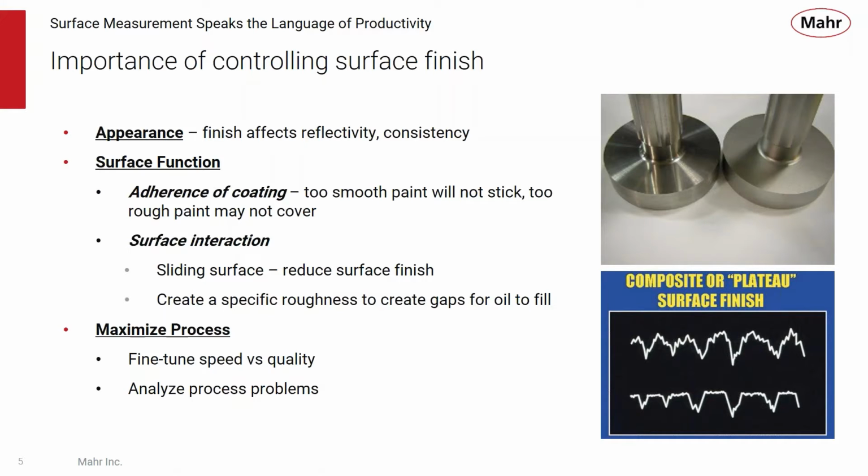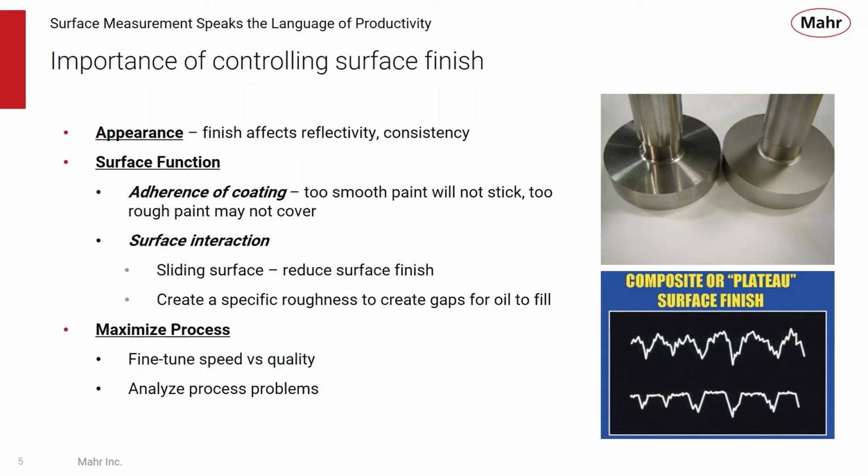Another important function is surface adherence of coatings. Now, if the surface is too smooth, the paint might not stick. If the surface is too rough, the paint might not cover those surfaces. So we have to monitor that surface to make sure that the paint covers the surface properly.